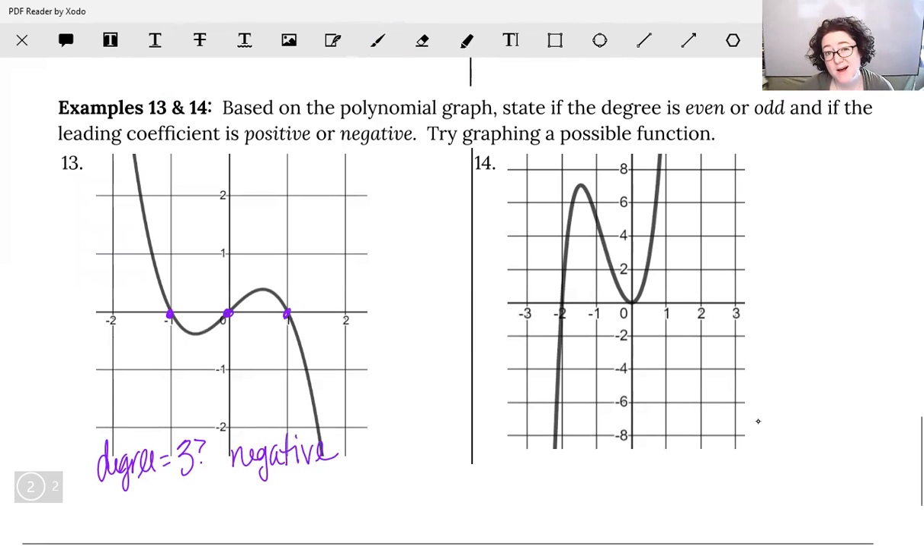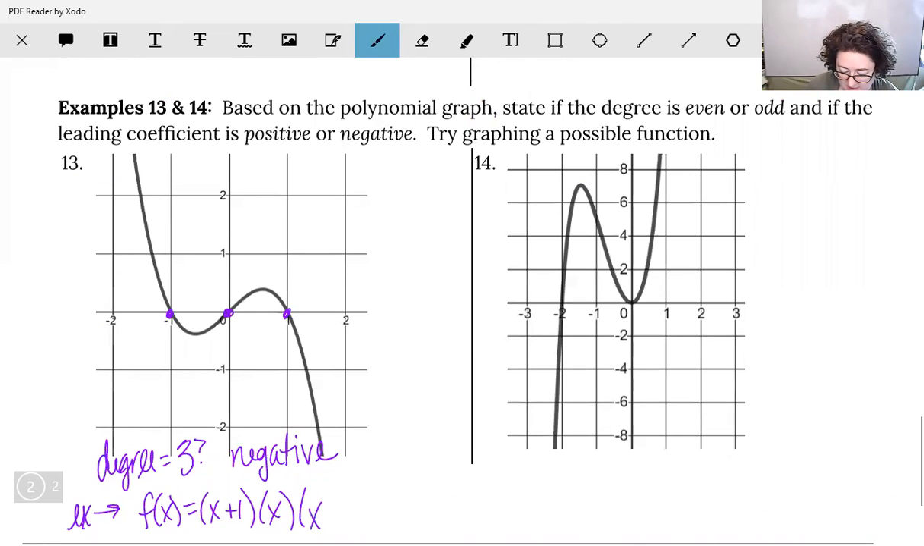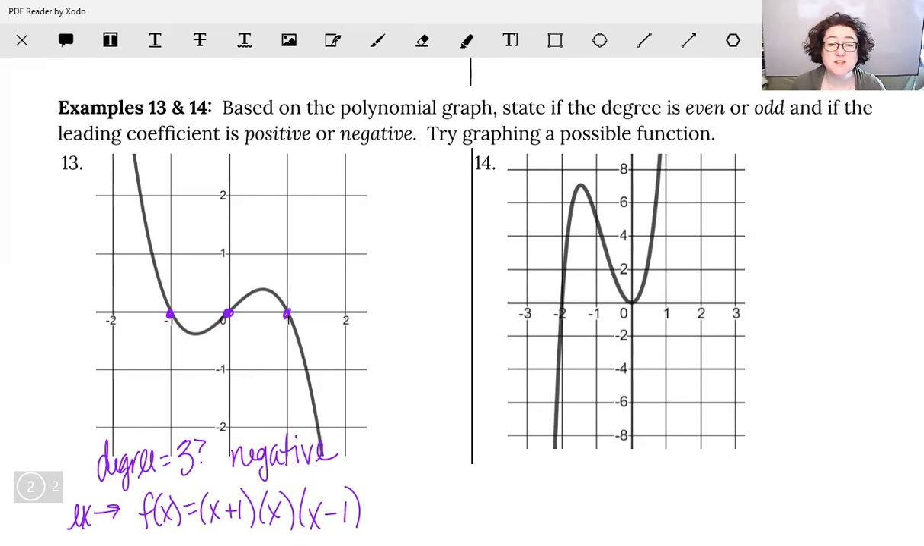And so, possible function that we could have might be, let's see, we have a root at -1, so that would be an x plus 1. We have a root at 0, so that would just be a plain x. And then we have a root at +1, which would come up as an x minus 1. And so if you graph that out, see how that matches up with what we had on our graph.